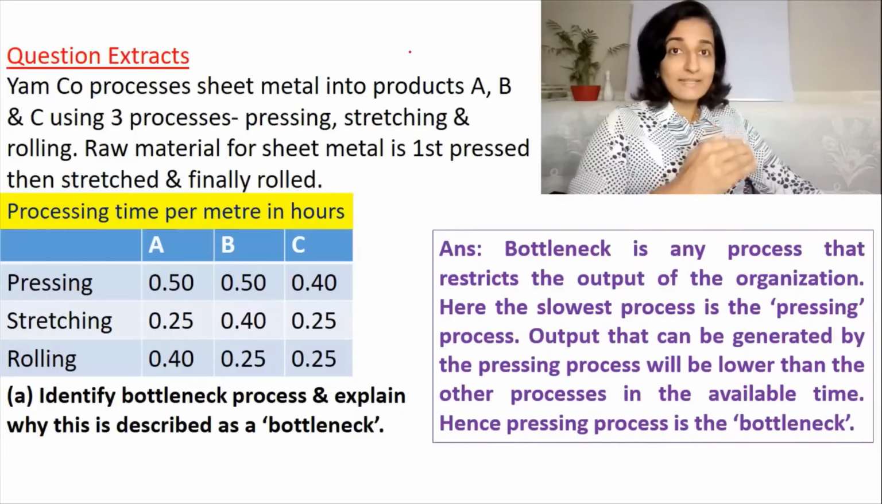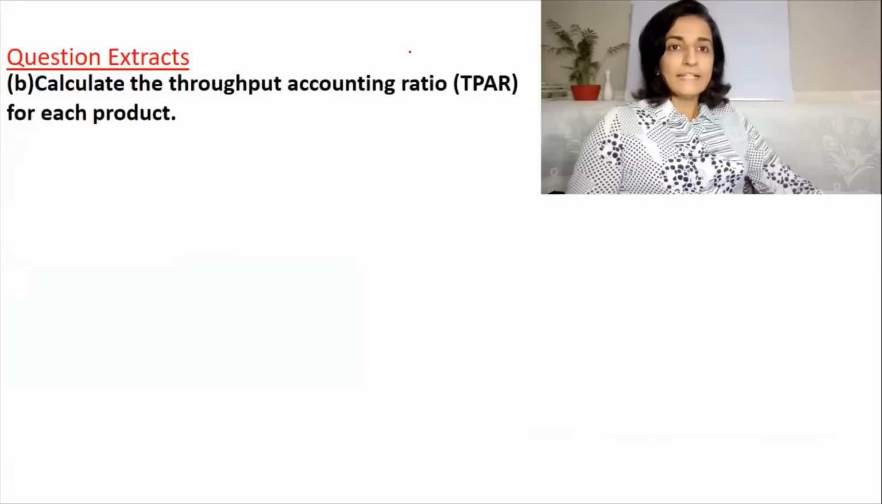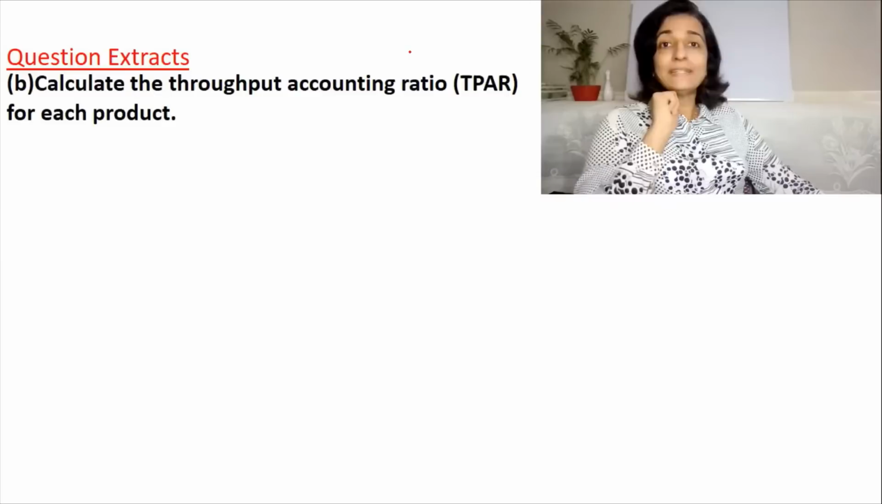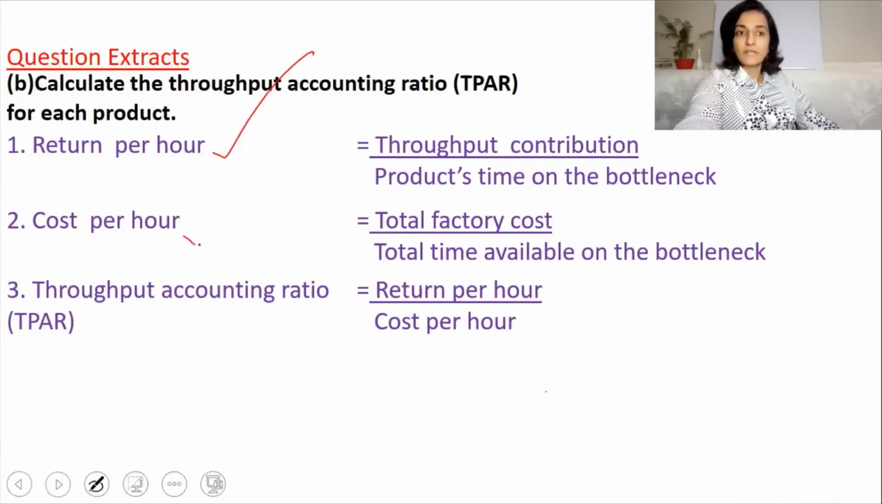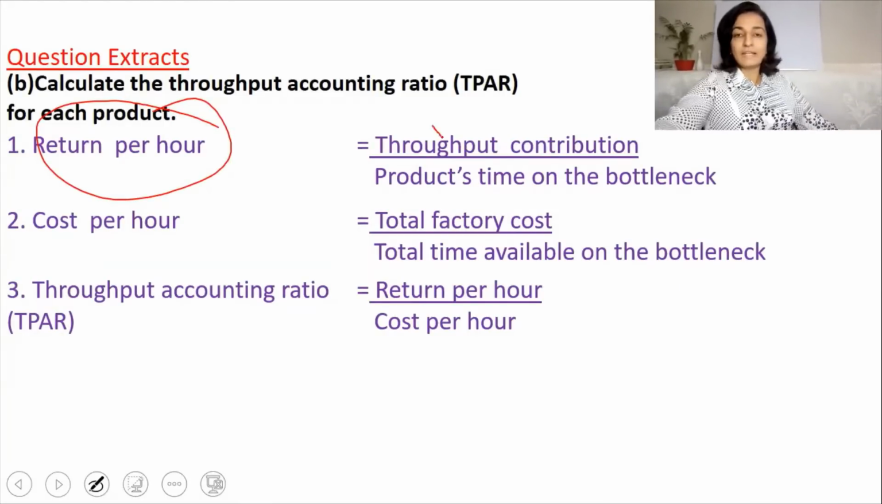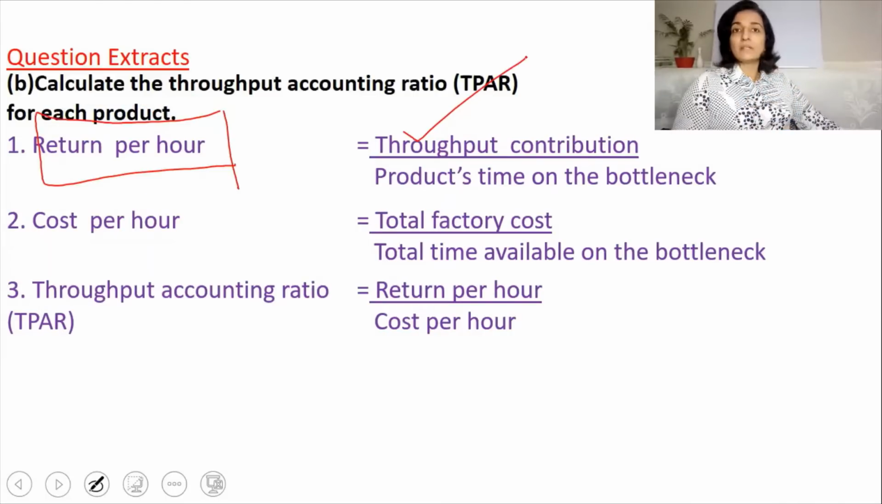We will now go to the second part of the question. Calculate the throughput accounting ratio or the TPAR for each product. Now, for calculating the throughput accounting ratios, we need to calculate three ratios in total: the return per hour, the cost per hour, and finally the TPAR. So first we will start off with return per hour, for which we need to calculate the throughput contribution, which is the numerator.